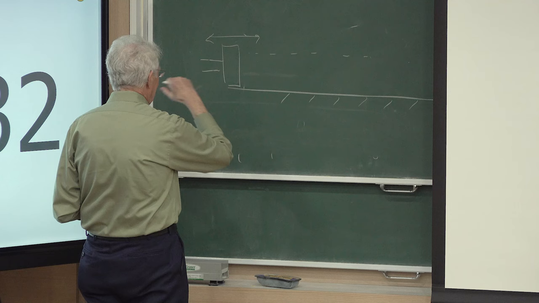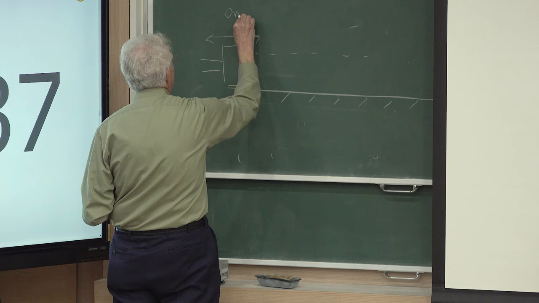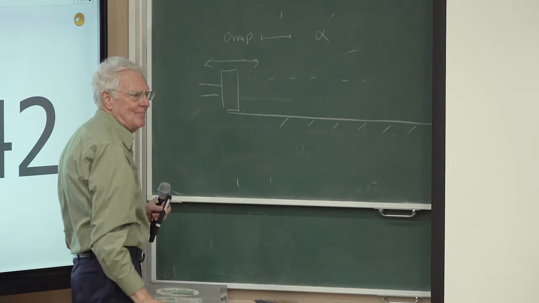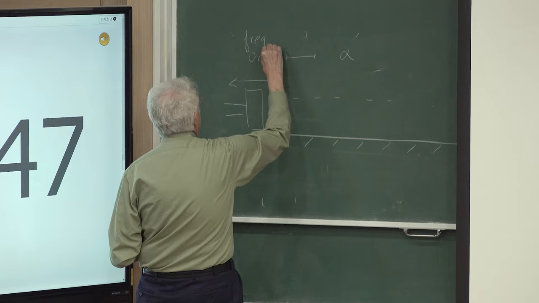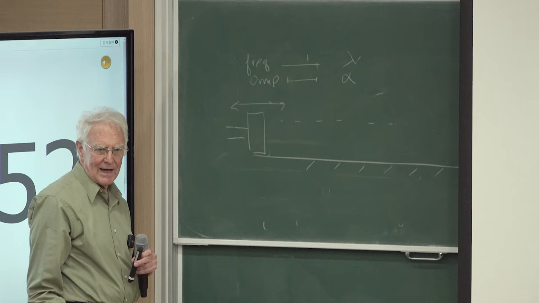The amplitude here translates into the parameter alpha. And the frequency of the wave maker translates into lambda. So I have control of lambda and alpha.